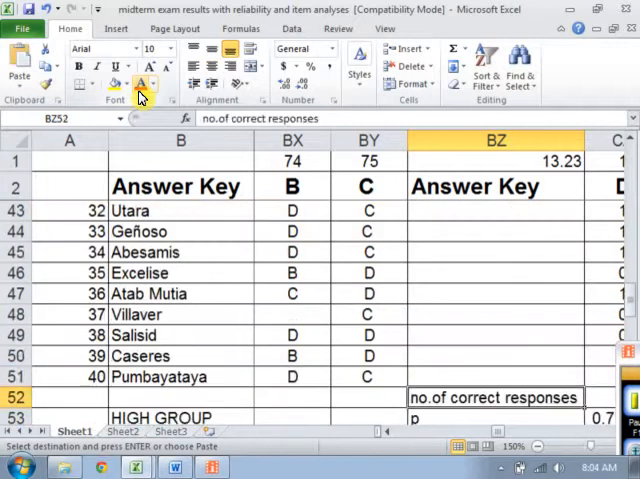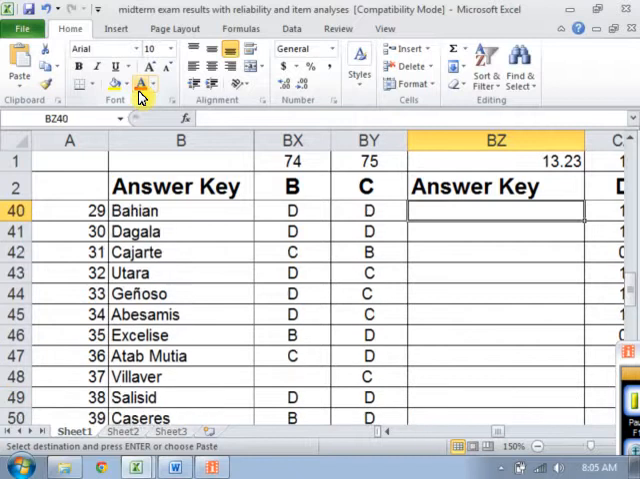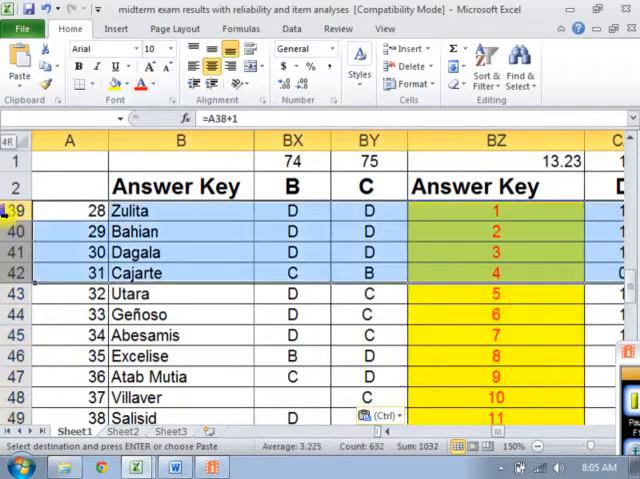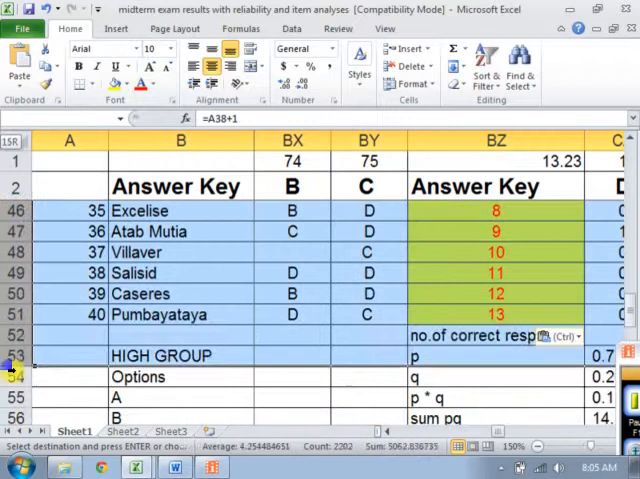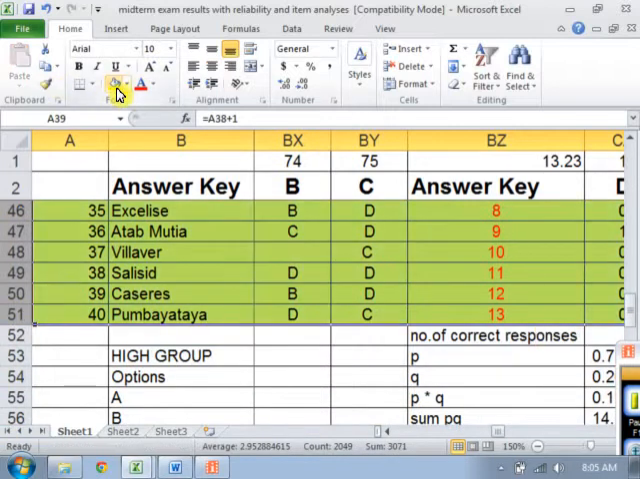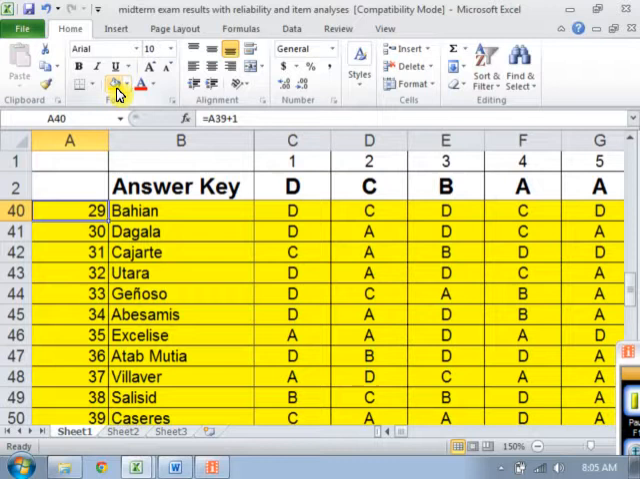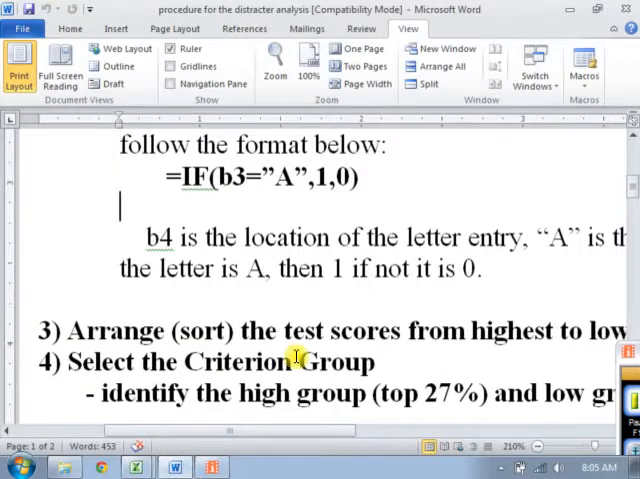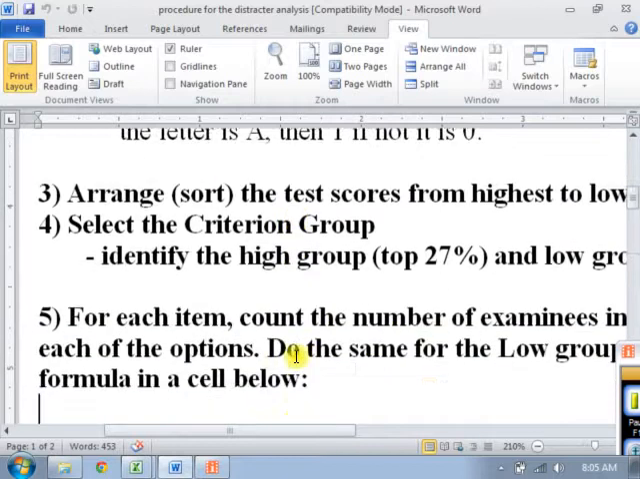So then we're going to the low 13. 1, 2, 3, 4, 5, 6, 7, 8, 9, 10, 11, 12, 13. Now these are the low 27. Okay, anyway, doesn't matter. Maybe it's just midterm, you know. By finals, they will be top. Okay? So now we have that already. We're done with number 4.